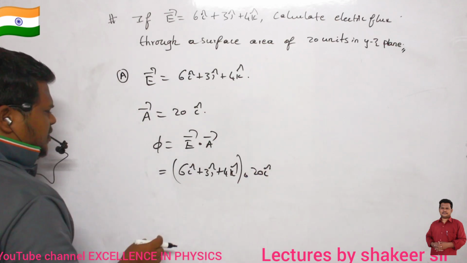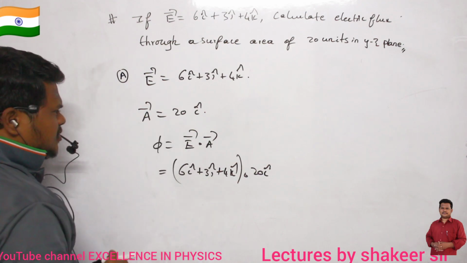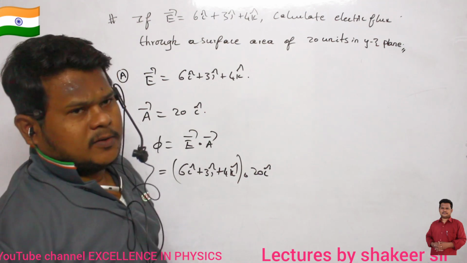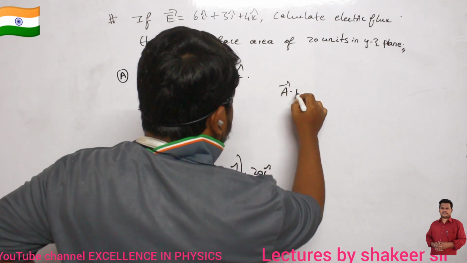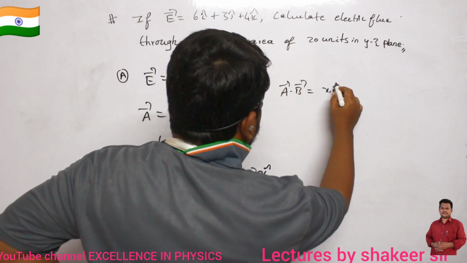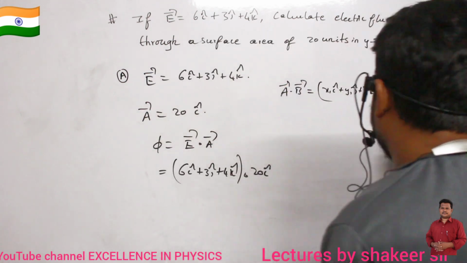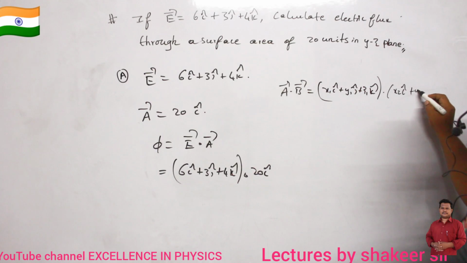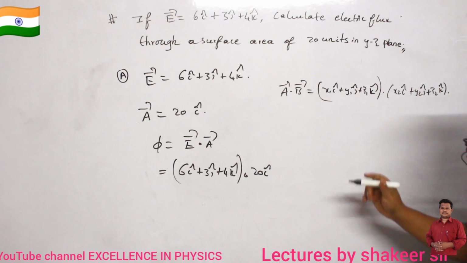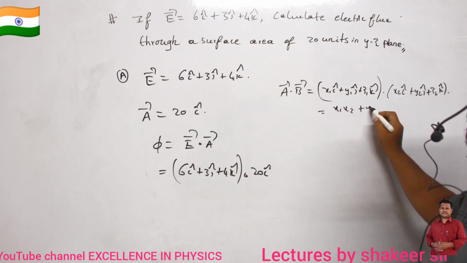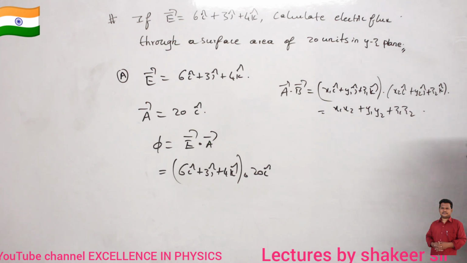Clear? So if vectors are given in component form and we are supposed to find a dot product, can you say what is the formula of the dot product, ma? Formula of dot product. So A dot B is equal to (x1 i cap plus y1 j cap plus z1 k cap) dot product of (x2 i cap plus y2 j cap plus z2 k cap). Clear? Can you say what is the dot product of these two? So x1 x2 plus y1 y2 plus z1 z2. This is the dot product of two vectors if they are in component form.